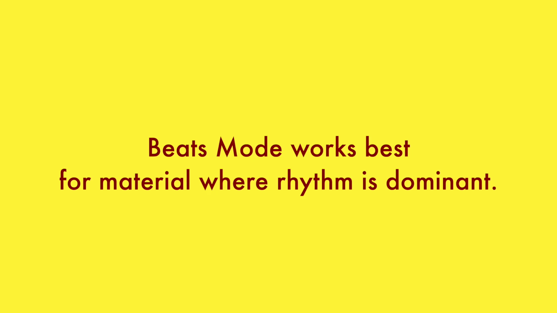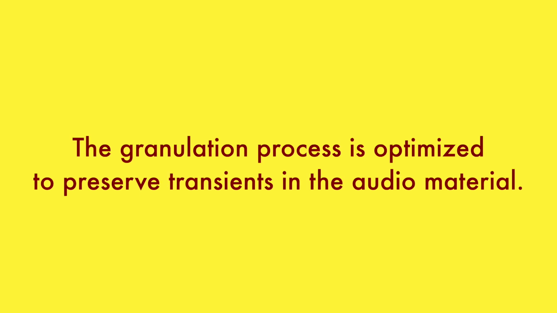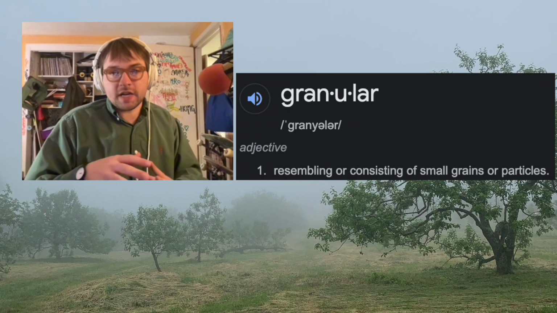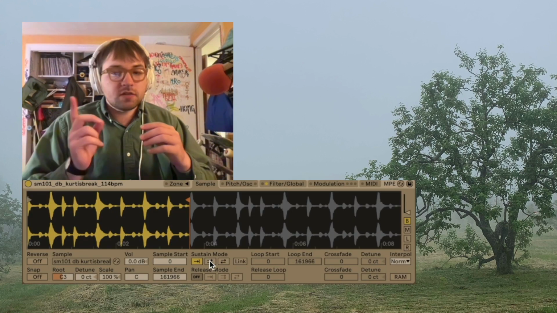But the user manual does say, "Beats mode works best for material where rhythm is dominant. This means drum loops, as well as pieces of electronic dance music. The granulation process is optimized to preserve transients in the audio material." Notice the word granular, as in it takes fragments of the audio and loops them back and forth on themselves. Kind of like in Sampler when you select the continual loop mode.